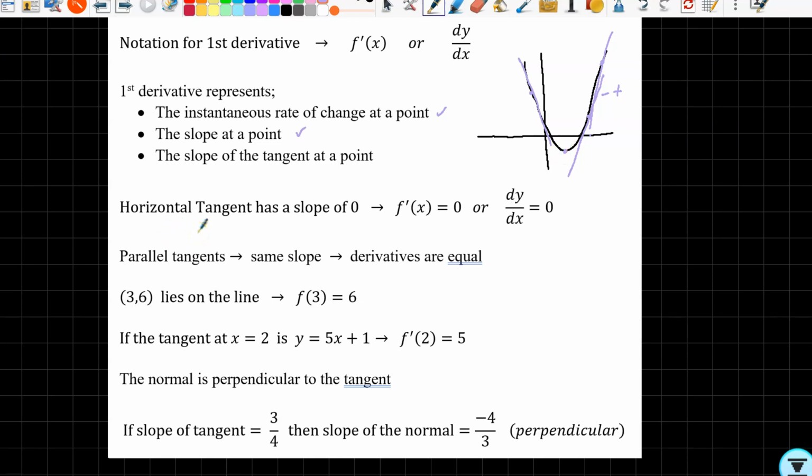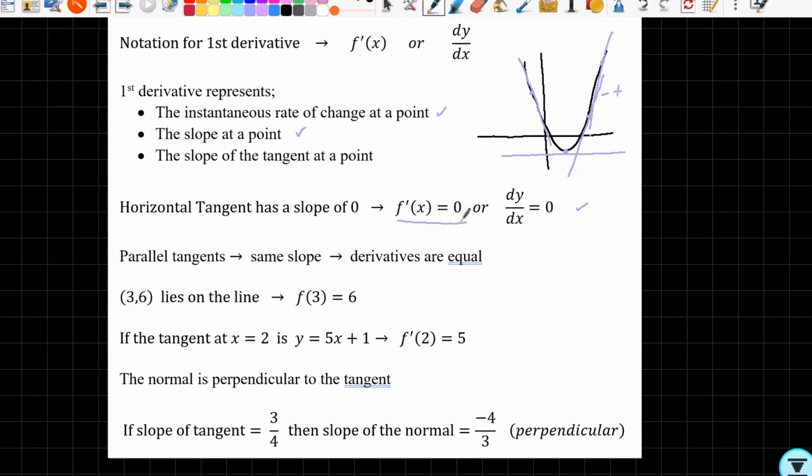And at the vertex, that leads us into this next bit. The horizontal tangent has a slope of 0. Right at the vertex there, we get a horizontal tangent, and we know that the slope of a horizontal line is 0. So that's why we have this property. As soon as we see that the tangent is horizontal, straight away we should write down f dashed of x equals 0.